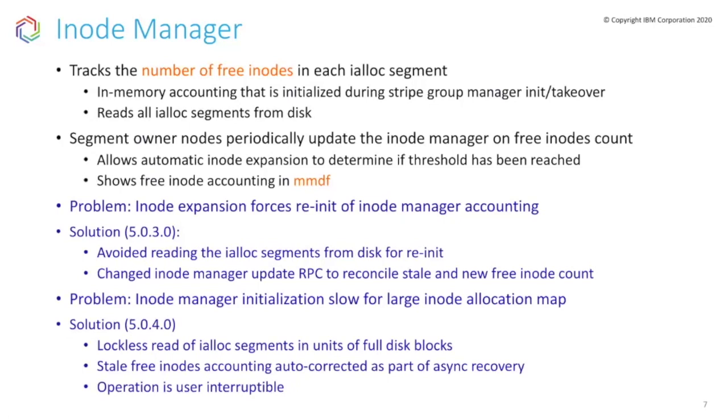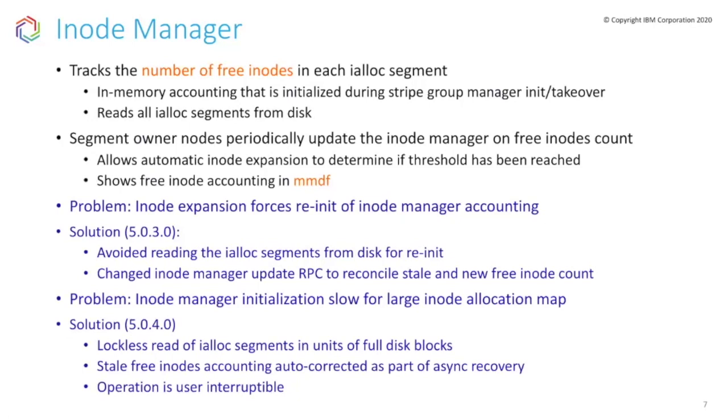In 504, we also improved the initialization of the Inode Manager, not just for the Inode expansion. It's when you mount a file system for the first time and you need to initialize the Inode Manager. It used to take a lock on every segment, read that segment, and do an accounting of the bits in there, which was very expensive. So we decided to just read the whole Inode map file blockwise and without any locks. As you can imagine, when you don't use locks, you are going to get stale or dirty values. It's possible, and so the accounting might be off when you initialize it this way.